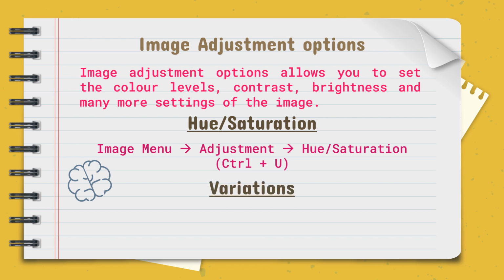Variations. You can apply various variations in colors by using the variation dialog box. Image menu, adjustment option, variation option. It will open a variation dialog box. You can have the preview of various color variations available in that dialog box. You can choose any one and click on OK.